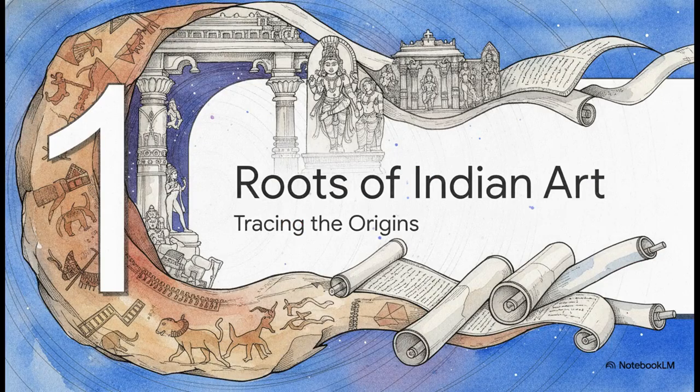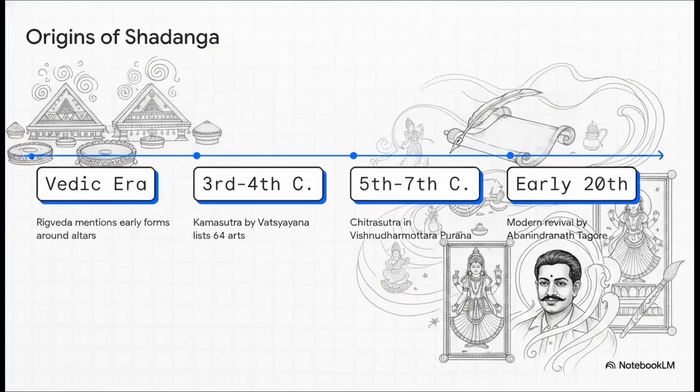So, Section 1, Roots of Indian Art. Let's trace where all this actually started. It's actually wild when you look at the sheer span of history behind these rules. The roots of Indian visual arts trace all the way back to the Vedic era. We're talking ancient texts like the Rig Veda mentioning decorative drawings around ceremonial altars.